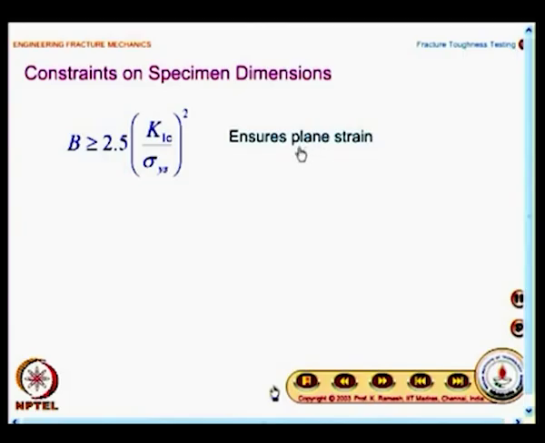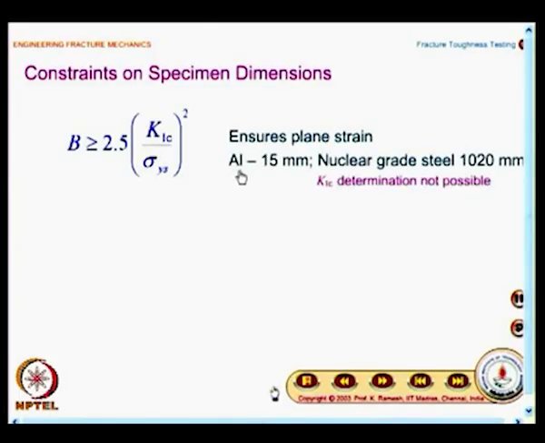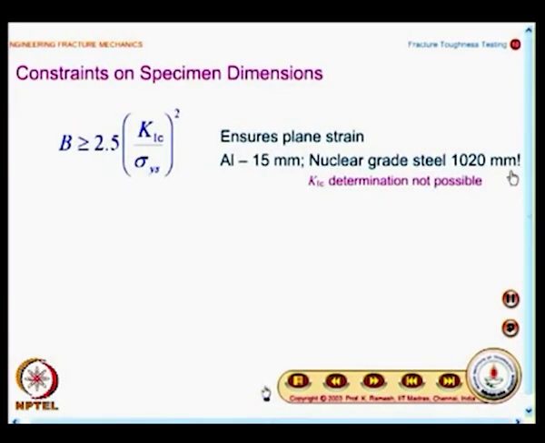And it is interesting to note what is the thickness of the specimen when the material changes. Suppose I have an aluminum high strength alloy, it would be around 15 millimeter, where LEFM is applicable. On the other hand, if you go for a nuclear grade steel, if you substitute the values of K1C and sigma ys in that, the specimen size, that is the thickness, is 1020 millimeters. In fact, a person can sit on the specimen.